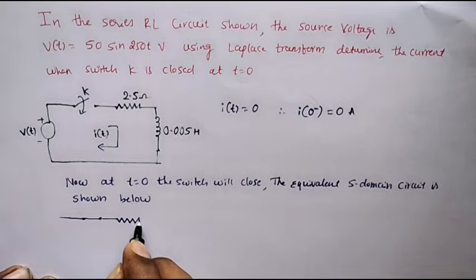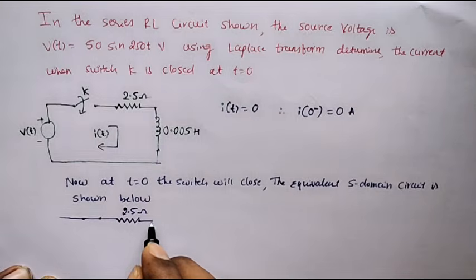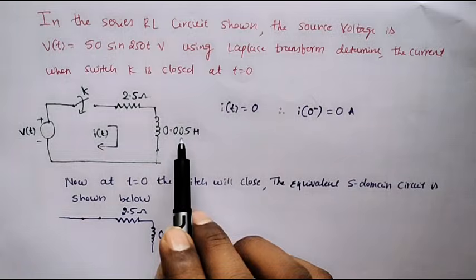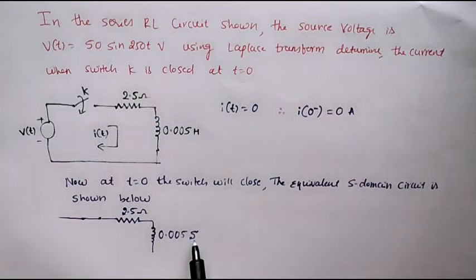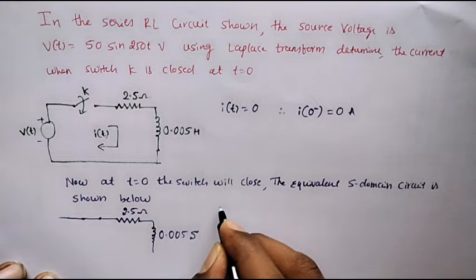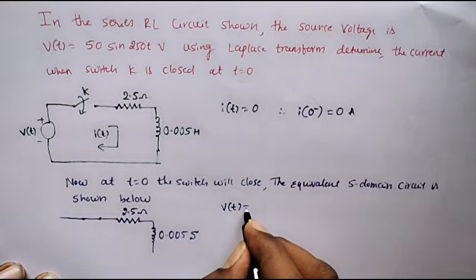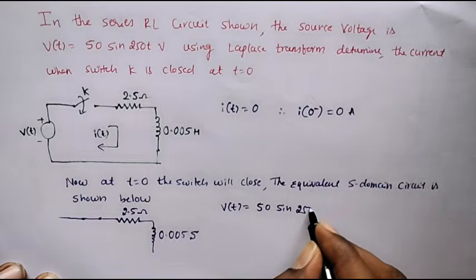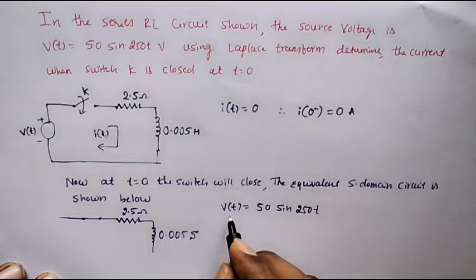So in S domain the resistor value will be same, that is 2.5 ohm. Inductor value will become 0.005 s. That is, in S domain the inductor L is replaced by L into s. Resistor value will be kept as it is. v(t) given is 50 sin 250t. To represent it in S domain, I am supposed to write it as V(s).